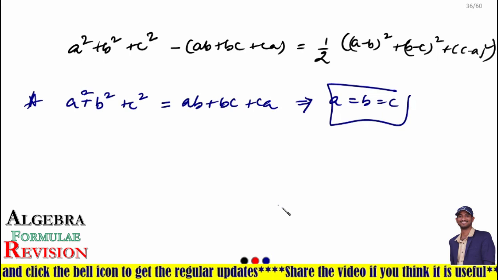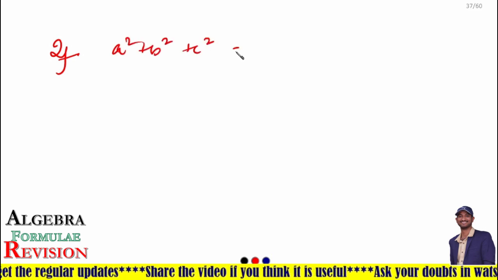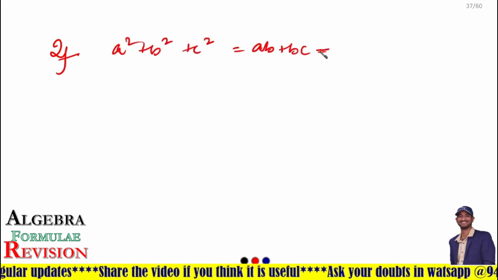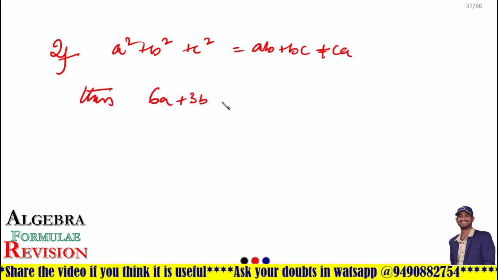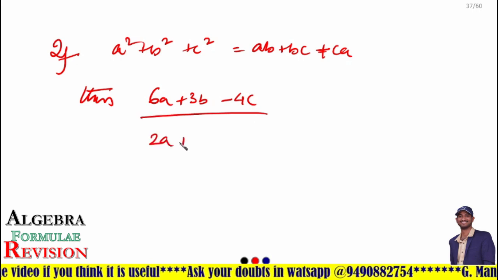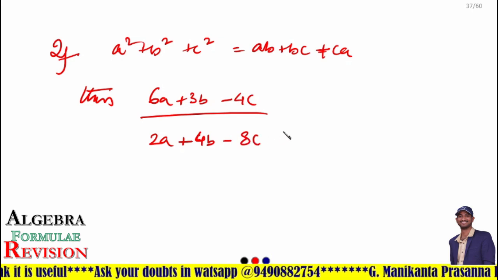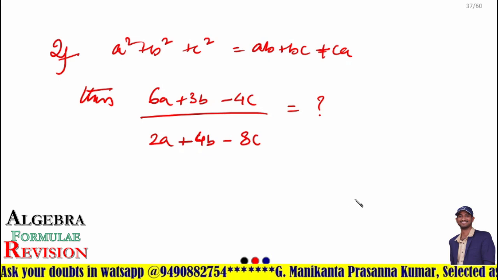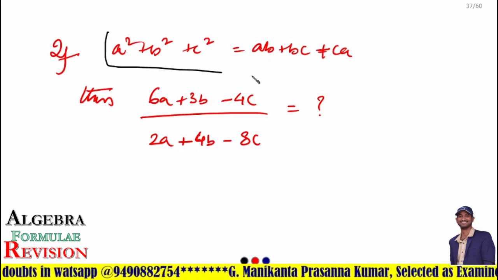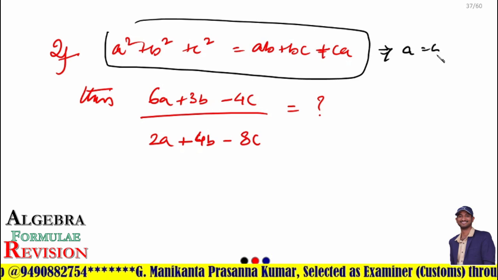Suppose in the exam, if a square plus b square plus c square is equal to ab plus bc plus ca, then find the value of (6a plus 3b minus 4c) by (2a plus 4b minus 8c). What is the value? How can you find out this value? Since a square plus b square plus c square equals ab plus bc plus ca, definitely all the variables should be equal.